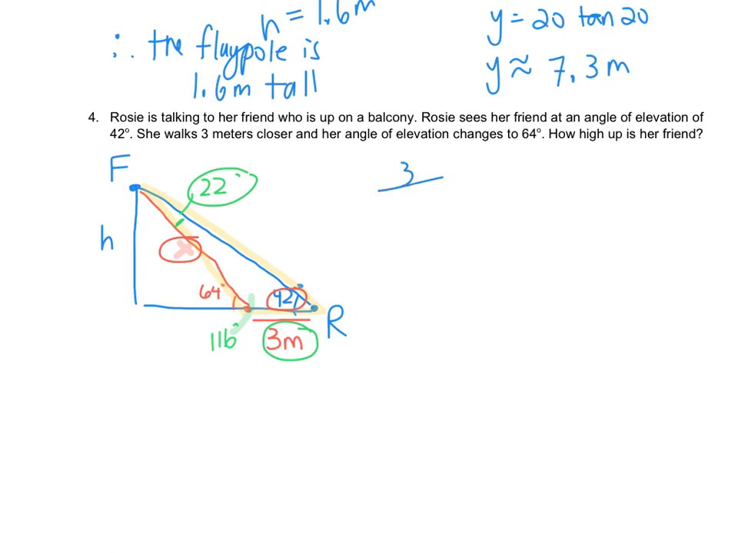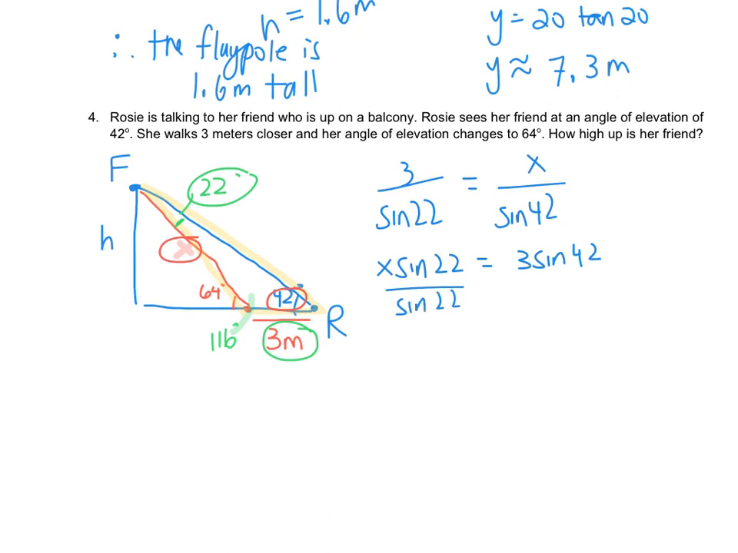So for your sine law, you should have 3 over sine 22 for your full pair equals X over sine 42. Cross multiply and divide out that sine 22 from both sides because we're solving for a side length. And hopefully for X you got 5.4 meters. And now, I'll just label that in our diagram.